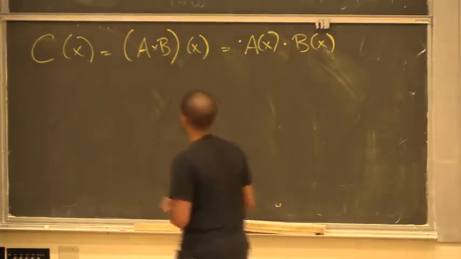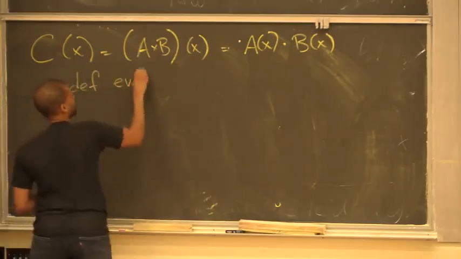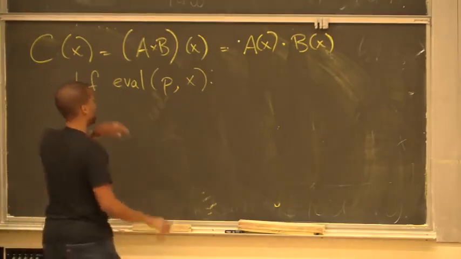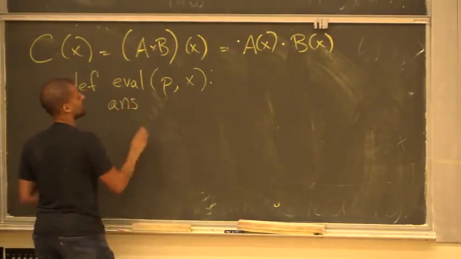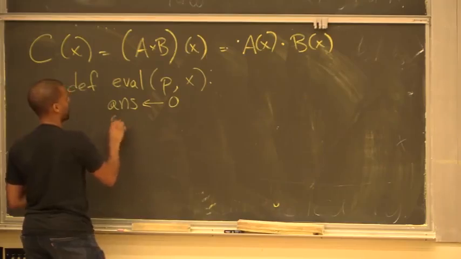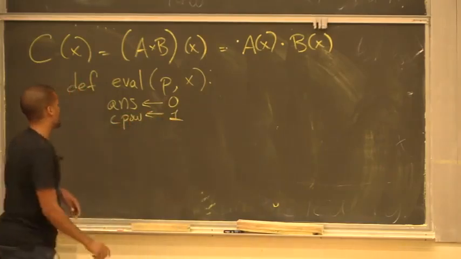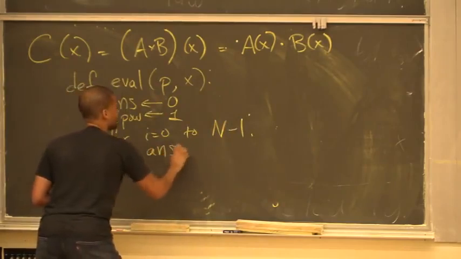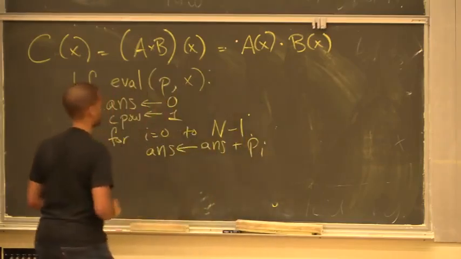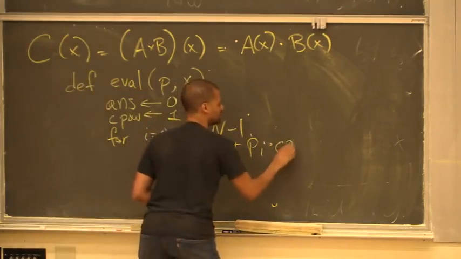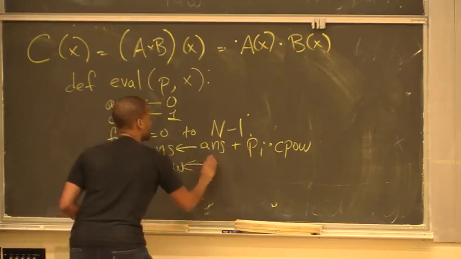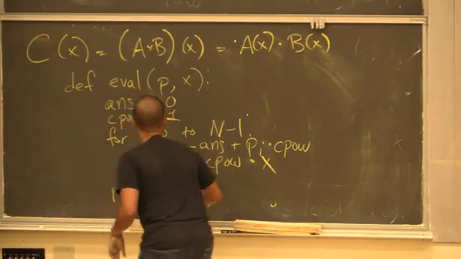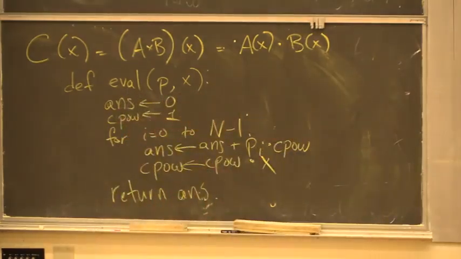So if I wanted to define a function, eval, that takes a polynomial p of, let's say, degree less than n, and evaluates it at a point x, I can say something like: answer starts off as 0, and let's say my current pow is 1, and then I say for i equals 0 to n minus 1, answer gets increased by p_i times cpow, and then cpow gets multiplied by x. And then I return the answer. Right? There's a linear time algorithm to evaluate a polynomial at a point.